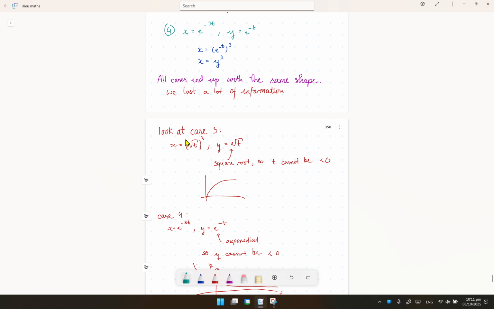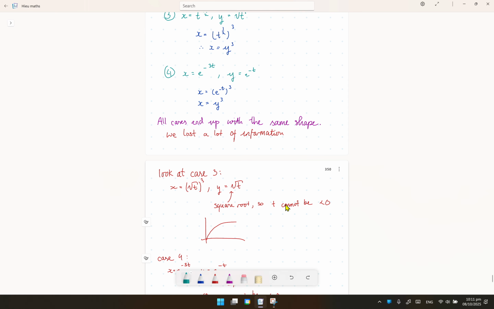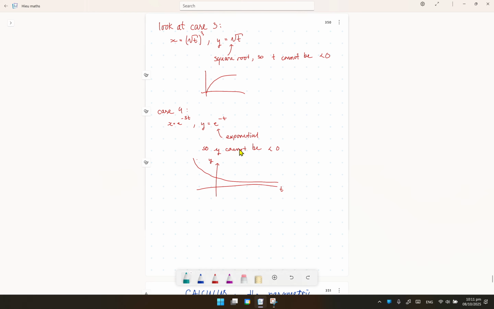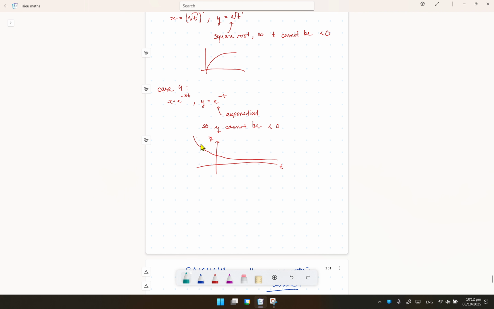For example, if you look at case 3, we lose a lot of information. In case 3, y equals root t. You can't have a root of a negative number, therefore t cannot be below 0. And for case 4, what you have is e to the minus t. If t has a domain of all real numbers, e to the minus t cannot be a negative number. You can't have e to the power of something that makes the thing negative. So therefore, y cannot be negative.